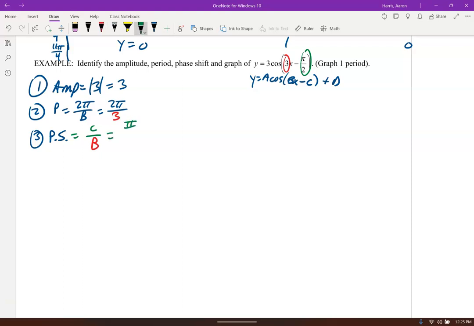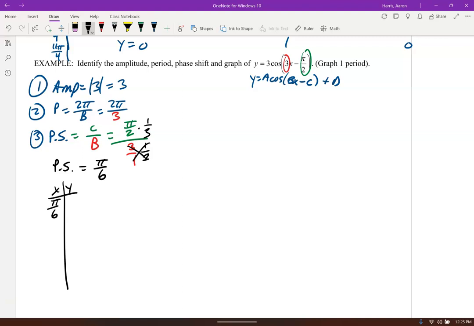So again, that's pi halves, our c. Our b here is 3. So make that a 3 over 1 and multiply by the reciprocal. So it looks like our phase shift, where we want to start these key points, is at pi sixths. Okay, so I want to start picking pi sixths.